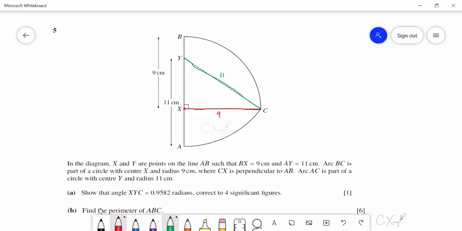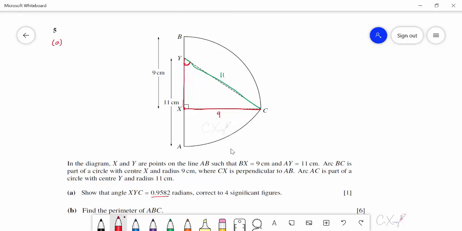From here, they want us to show that the angle XYC equals 0.9582 radian, correct to 4 significant figures. So the angle XYC will be this angle. They want us to prove that it is equal to 0.9582. By using the right angle triangle in this diagram, I would like to use the information from it to get the proof done. Okay, so now let's start.